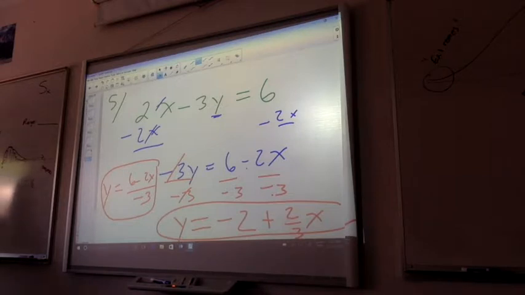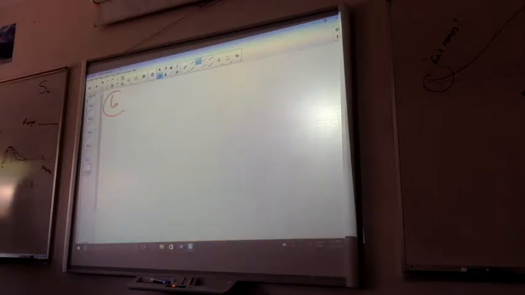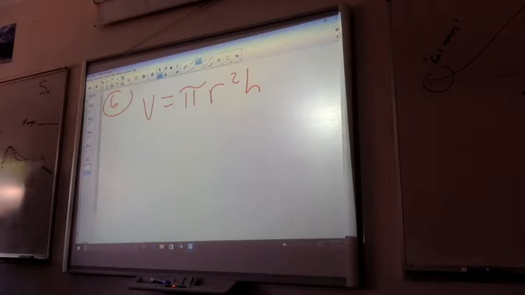Number 6. We have volume is equal to pi r squared h. So pi is the Greek letter. It stands for 3.14. It goes on forever. It's an irrational number. It's actually the circumference of any circle divided by its diameter. So you always come up with the same exact ratio.